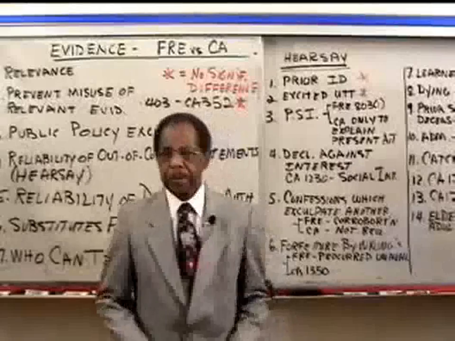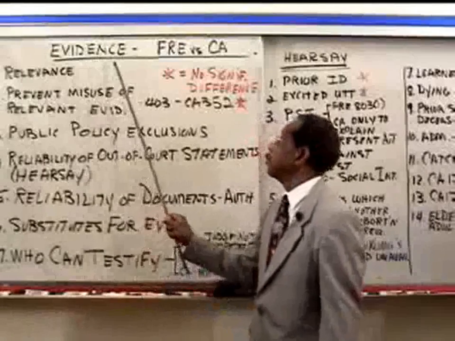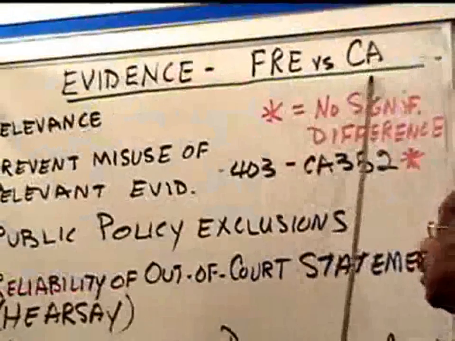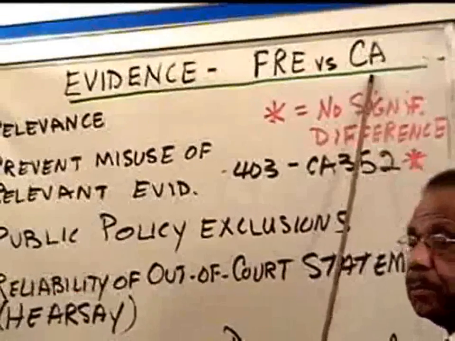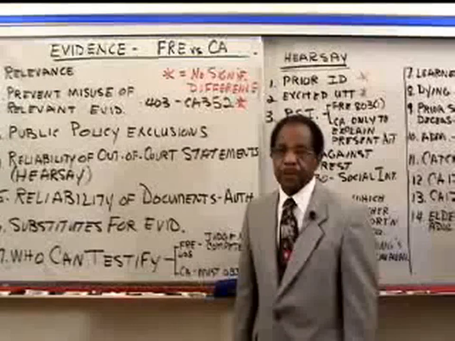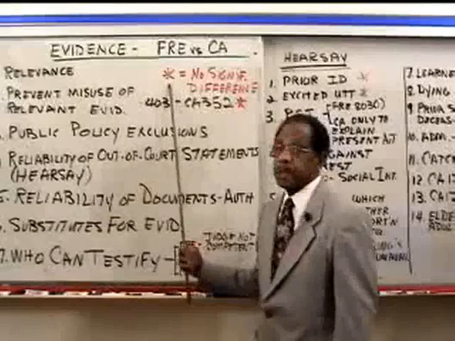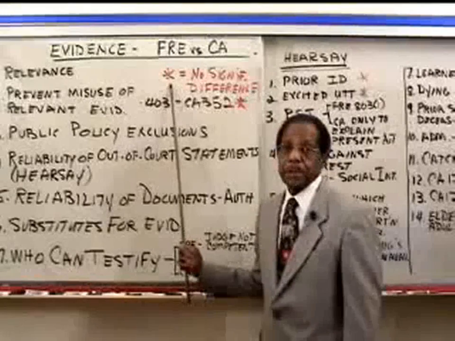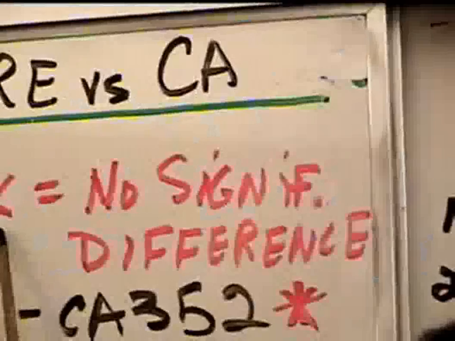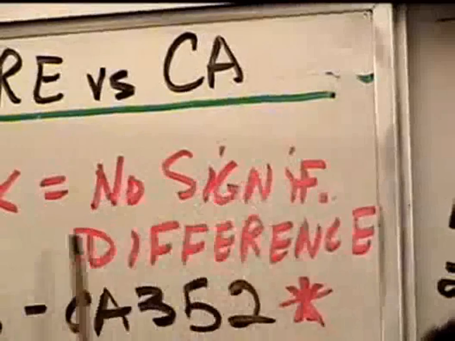Today's class is about a comparison of the federal rules of evidence against the California Evidence Code. In many, many places, the rules are quite similar. And in those places where the rules are so similar that there is no significant difference between them, I have marked them with a red asterisk, which means there's no significant difference between them.